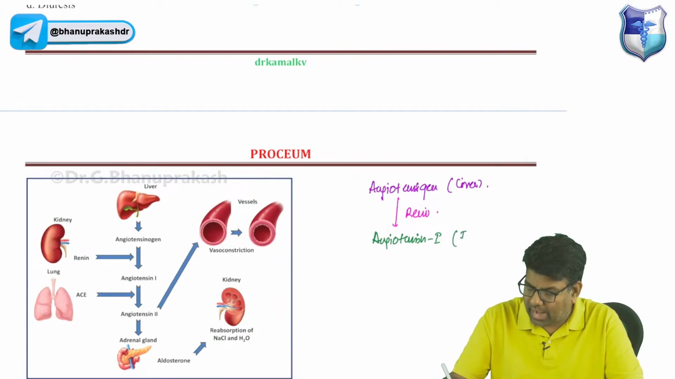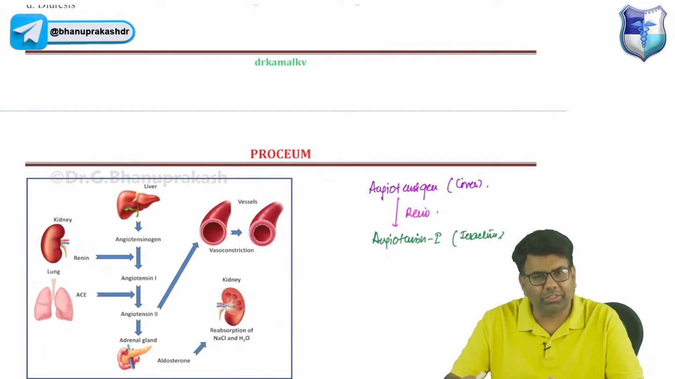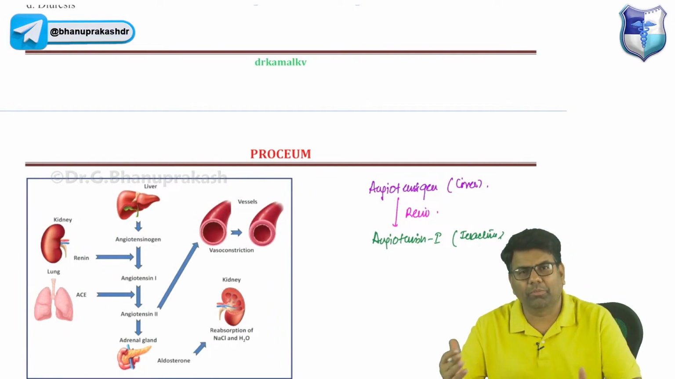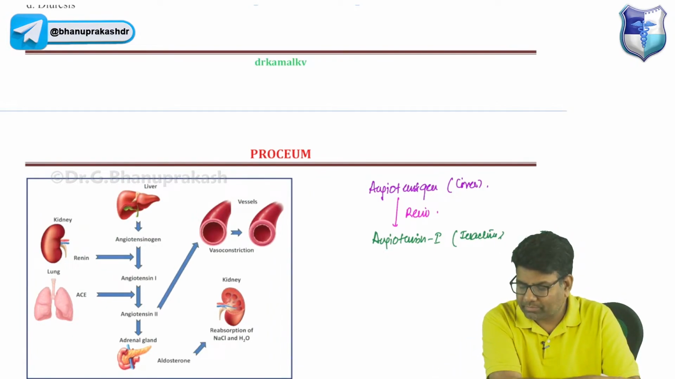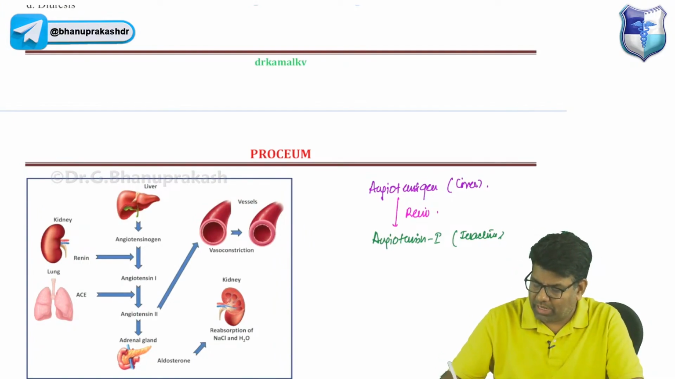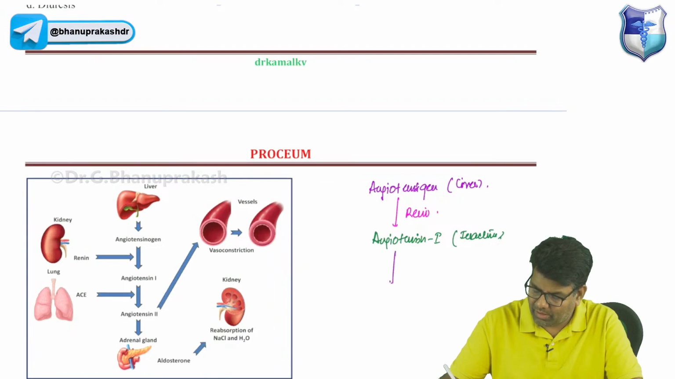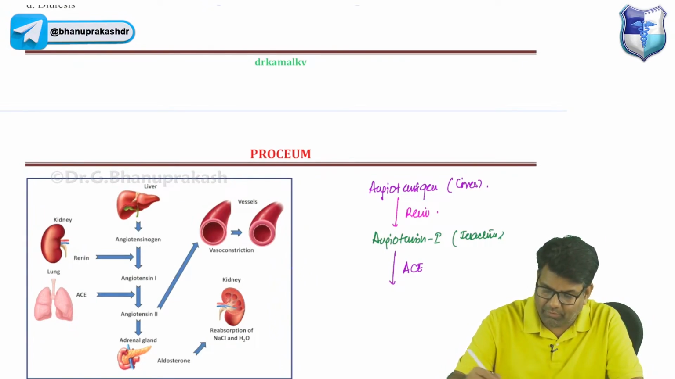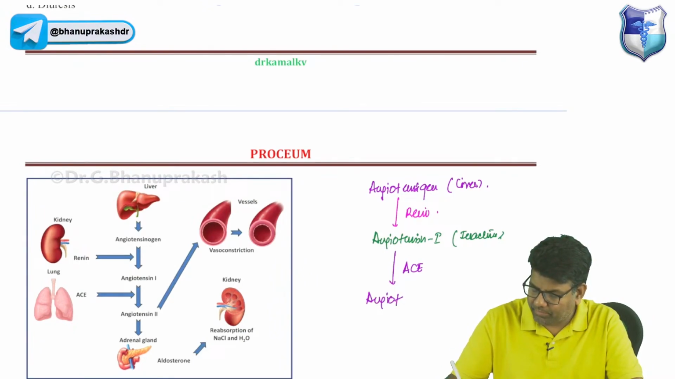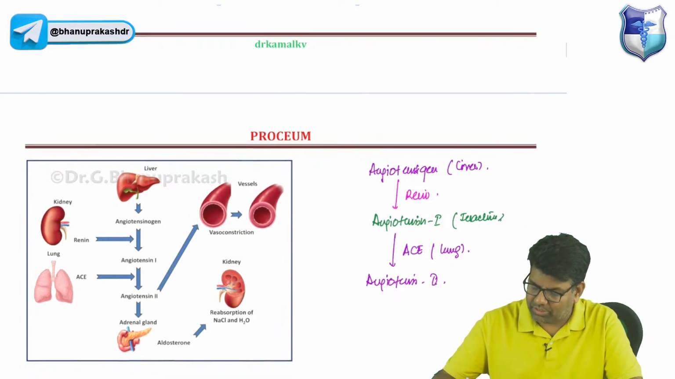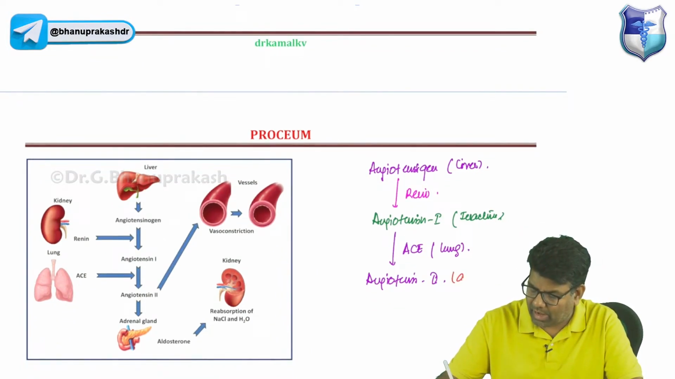Now this is inactive. Clear? Angiotensinogen is also inactive, and we know that all the proteins are synthesized in the liver except gamma globulins. So angiotensin 1 is also inactive. Now this angiotensin 1 is acted upon by ACE enzyme, and it is converted into the active form, that is angiotensin 2, and this is synthesized in the lungs. So angiotensin 2 is formed, and this is the active form.